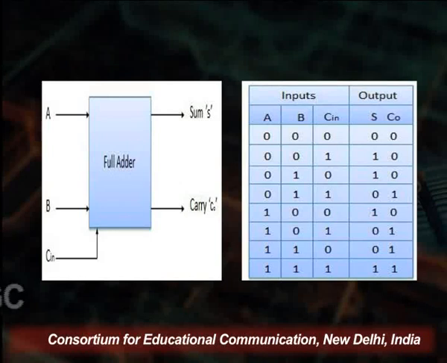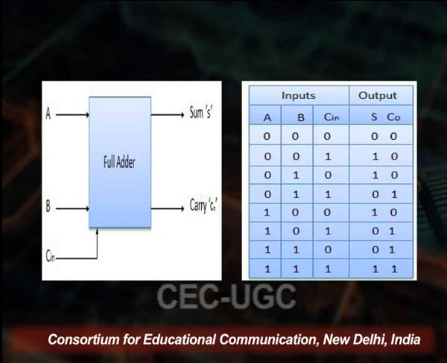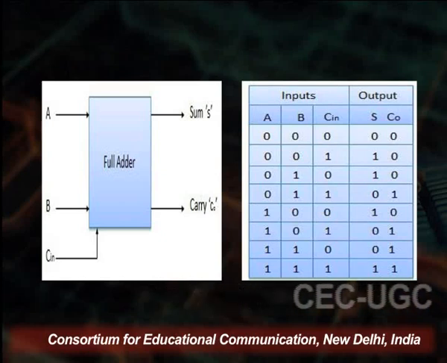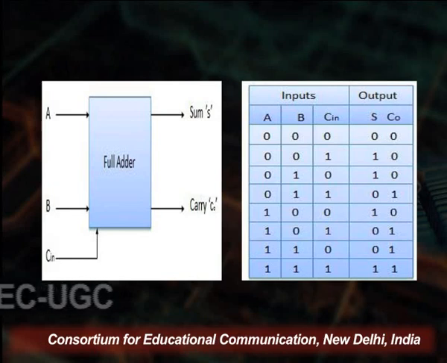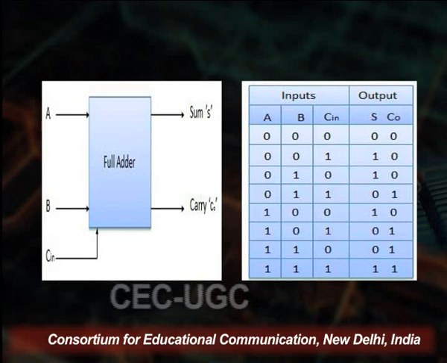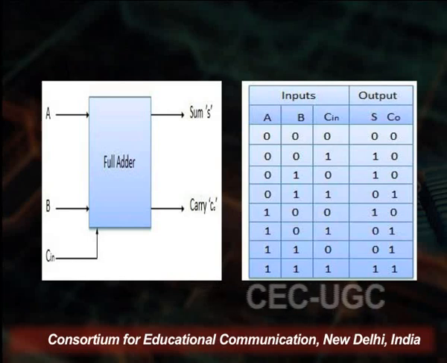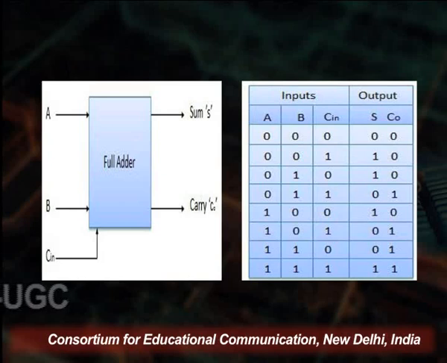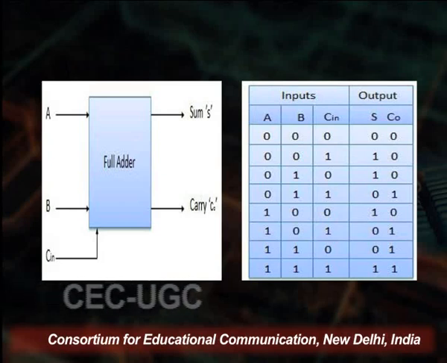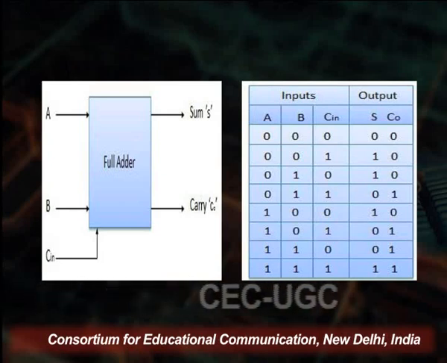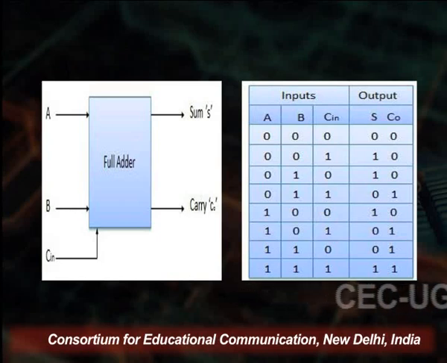Let's look at this. Look at row number 4, carry out is 1 because you have 2 inputs, B and C in, as 1. Similarly, the row after that, you have again CO as 1 because you have A and C in as 1 each. The next row, again, CO is 1 because A and B are 1 each. And last, of course, we just discussed that both for the sum as well as the carry output, it is 1 because all 3 inputs were 1.